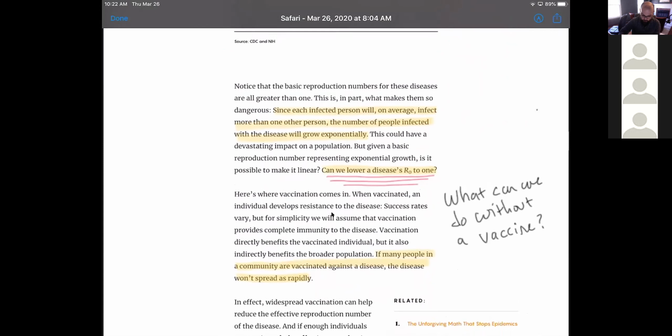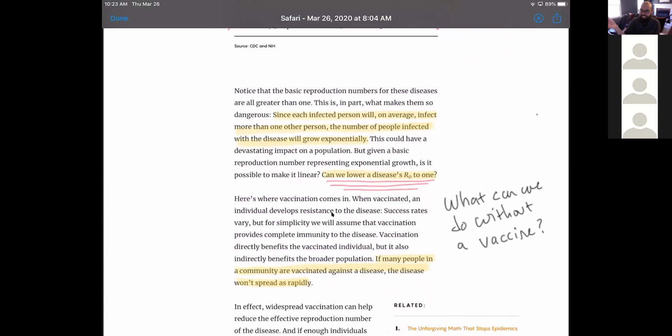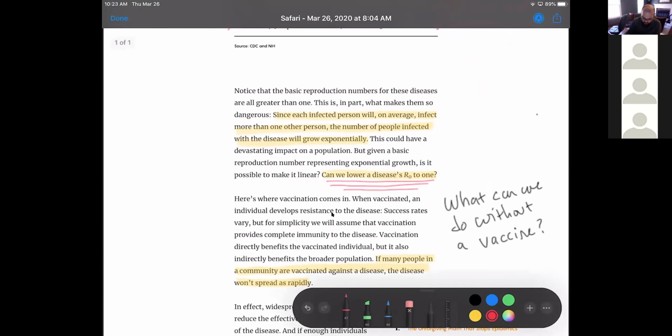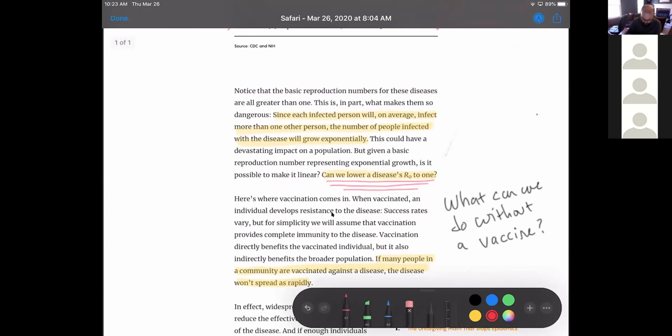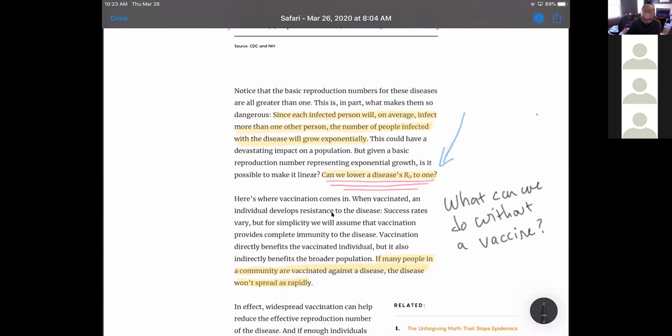Okay. All right. So this article is about vaccines. Currently we don't have a vaccine for coronavirus, but we still want to keep this idea in mind. Can we reduce the transmission rate to 1? That's the idea. What kind of steps can we take to make it so that every person would only infect at most 1 other person? Okay, so that's the whole idea.